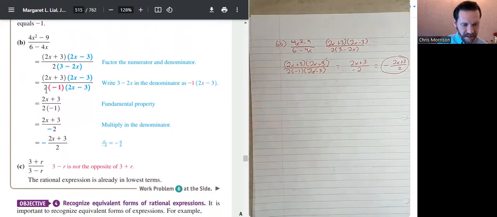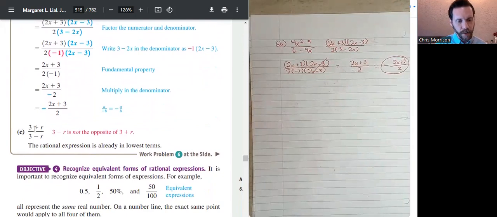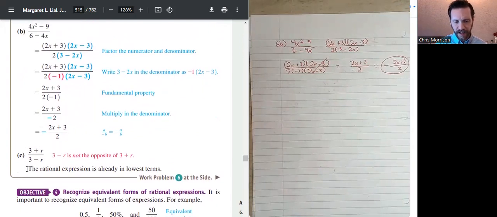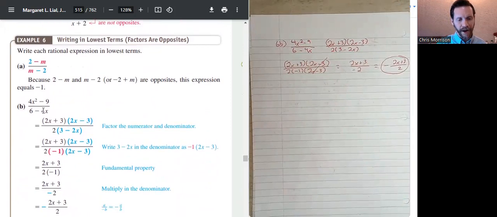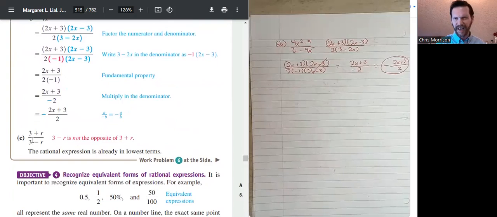And then C, I'm not going to write it out. I do want to notice that 3 plus R and 3 minus R are not opposites in the same way. And if it's not just obvious to you, I want you to literally write down 3 plus R and 3 minus R, and then write down 2 minus M and M minus 2. Write these side by side till you can see why this is the opposite of this. It'll click with you. You can probably already see it.